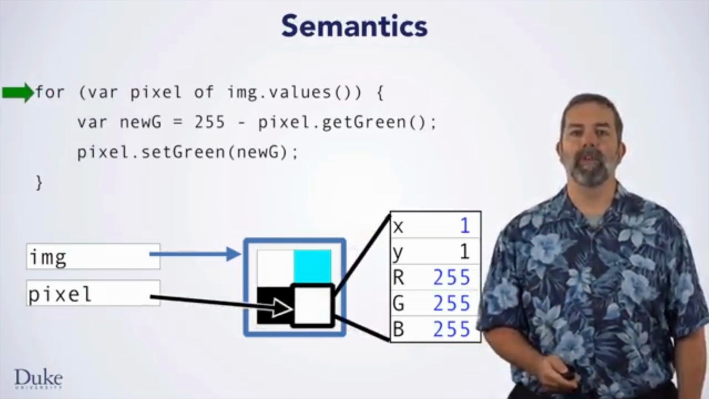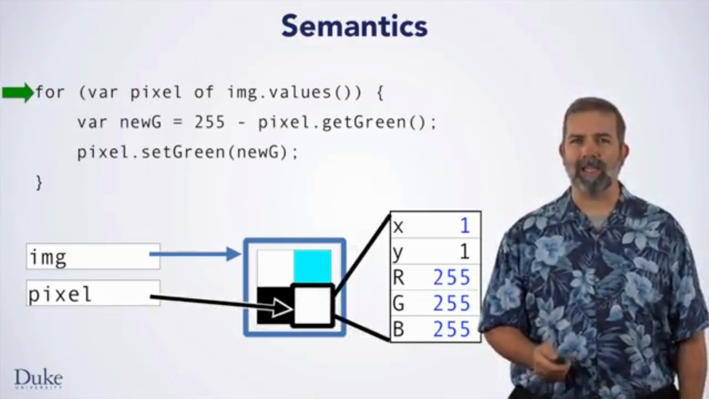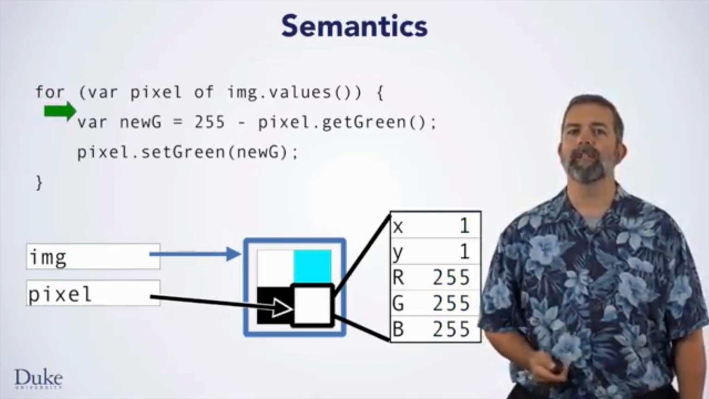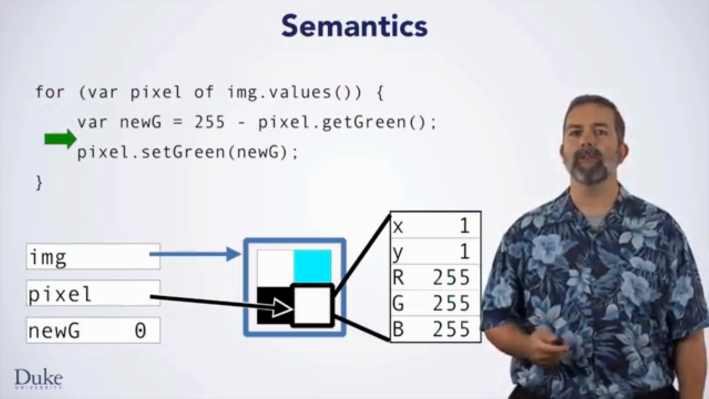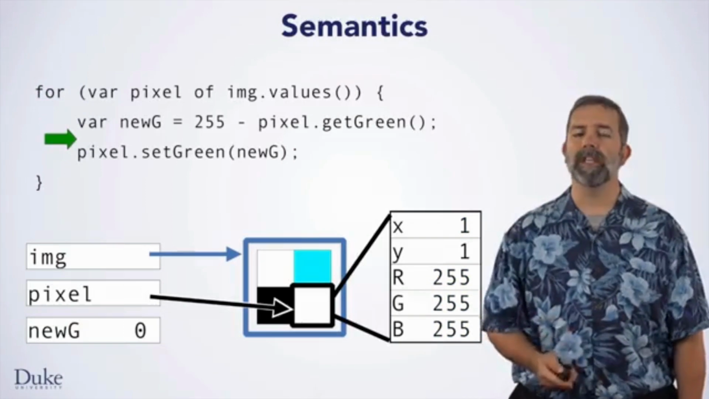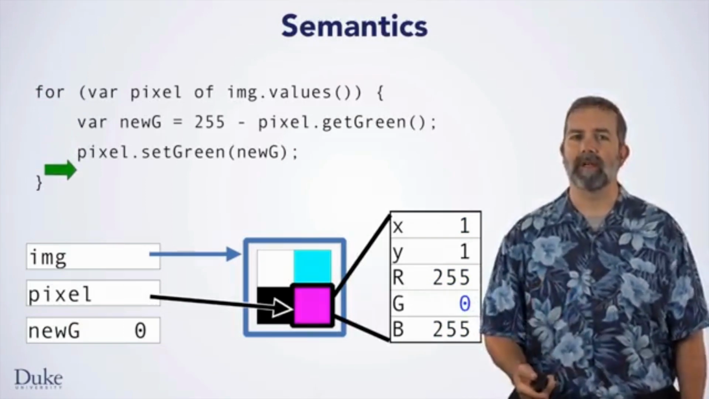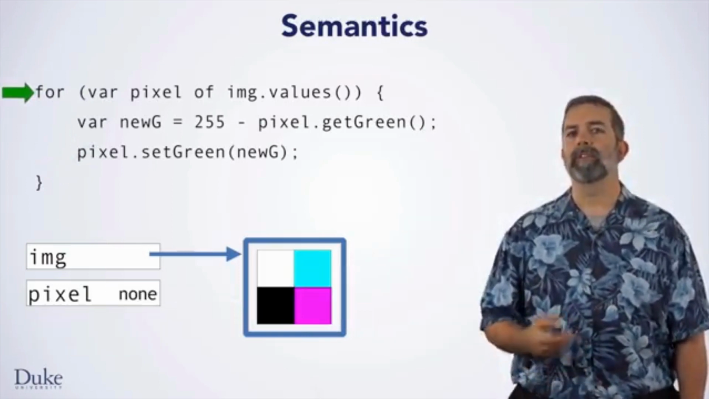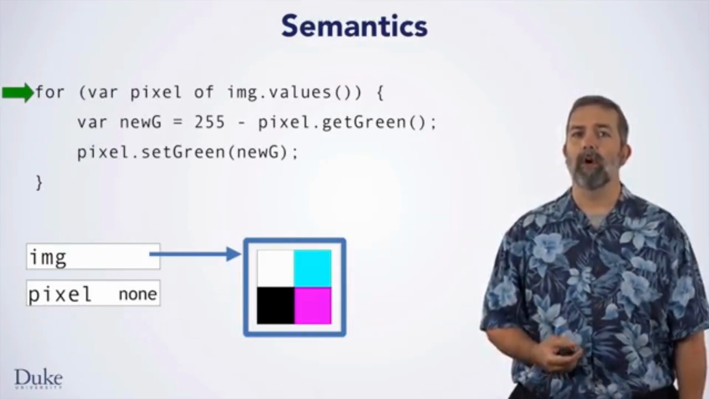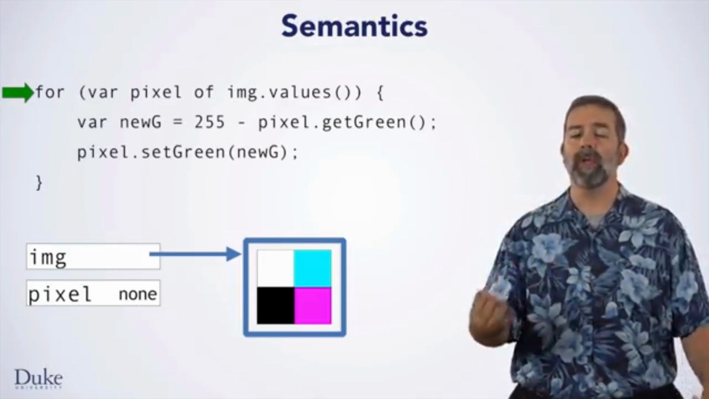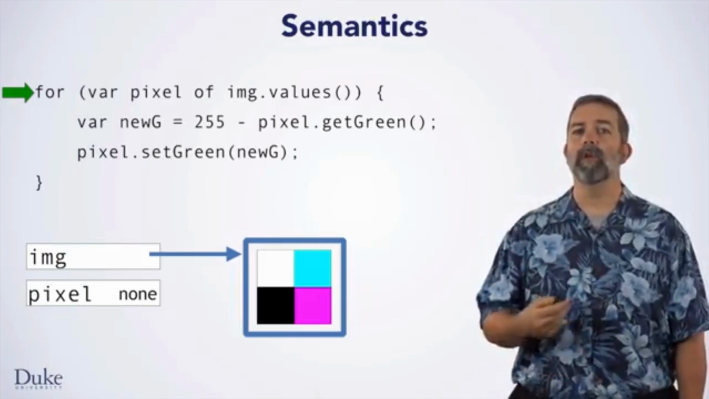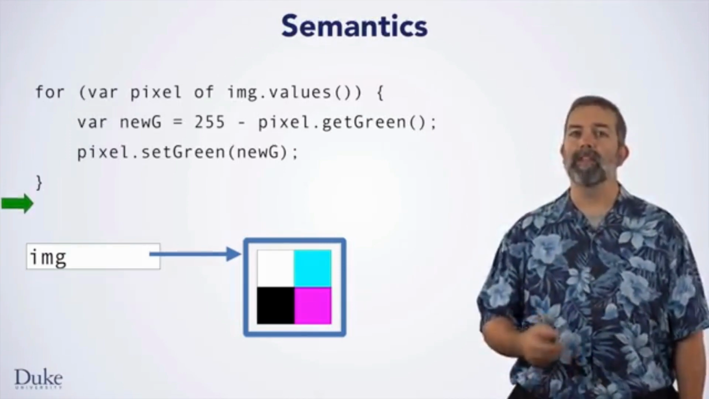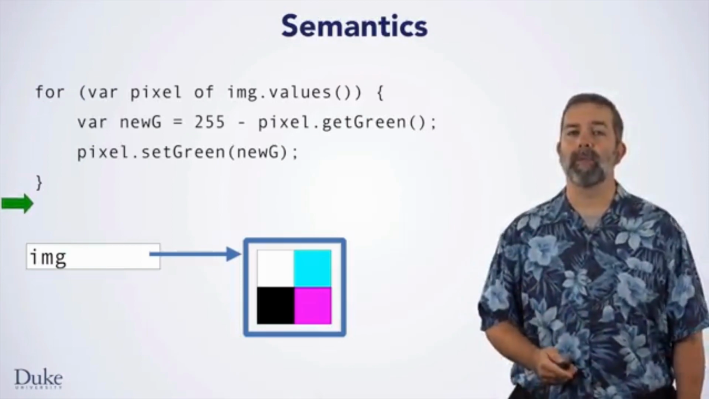We go back to the top of the loop, updating the pixel to refer to the last pixel in the image. We go into the loop body, declare and initialize new g, and then do pixel.setGreen to 0, which changes this last pixel from white to magenta. And once again, we are at the end of the loop. Now, there is not another pixel. So when we go back to the top of the loop, there is no pixel left. At this point, the loop has nothing else to iterate over, so we jump down past the end of the loop body and continue executing whatever code might be there.